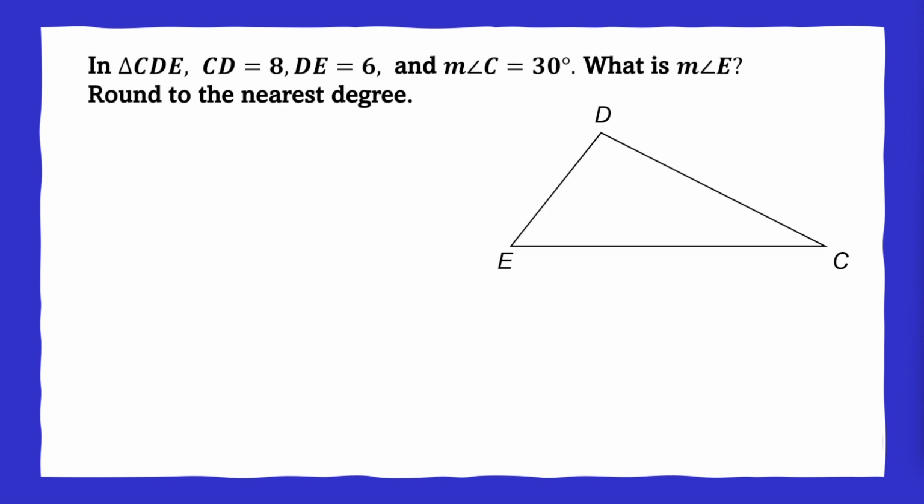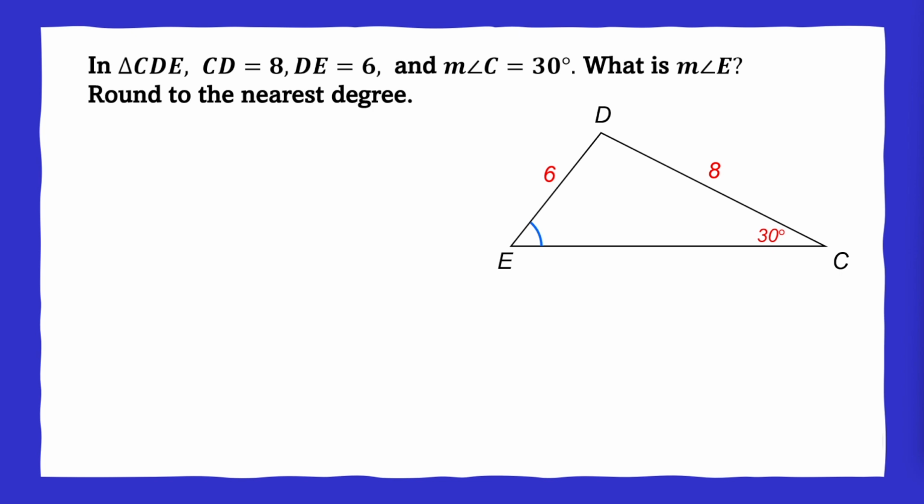In triangle CDE, the length of CD is 8, DE is 6, and the measure of angle C is 30 degrees. What is the measure of angle E? Round to the nearest degree. Start by drawing a sketch of the given information. It's not necessary to make your sketch to scale, as you will not be relying on measurements of the sketch to find the missing information.